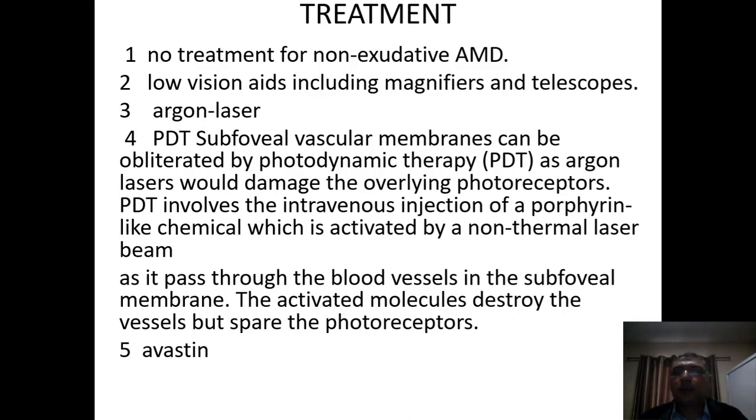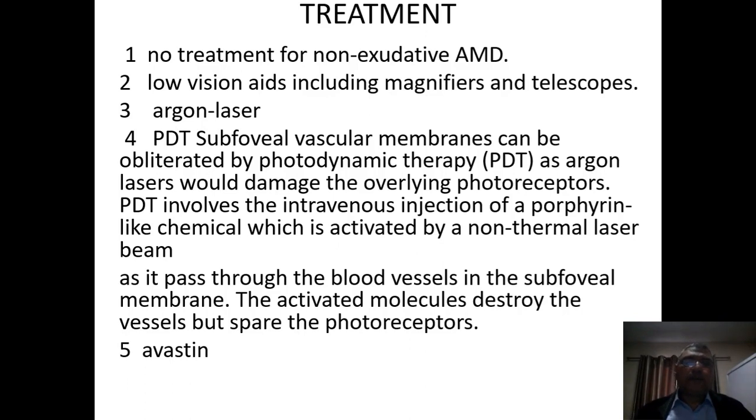So we can provide these patients with low vision aids, magnifiers, and telescopes to help them see with their central vision. Argon laser is done if the subretinal membrane is present outside the fovea, so we will do argon laser to damage this membrane and prevent the leakage and the hemorrhage.